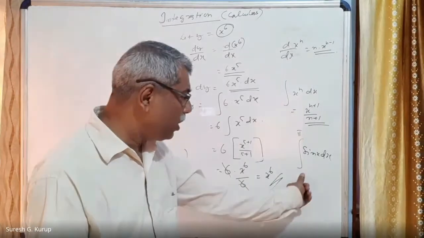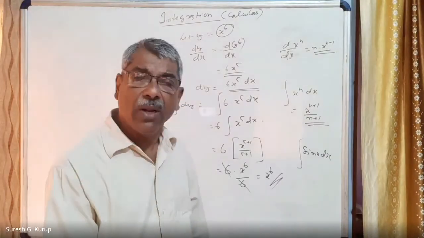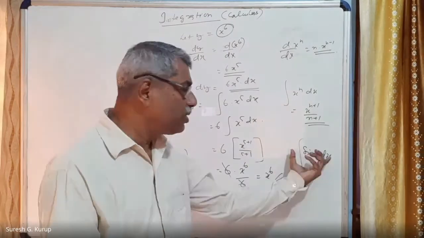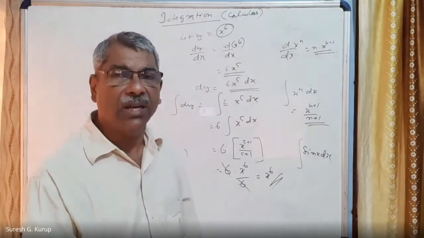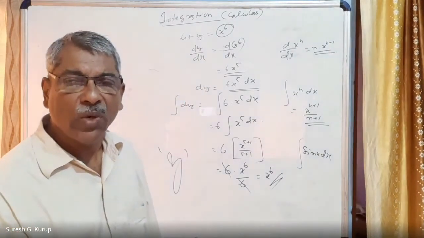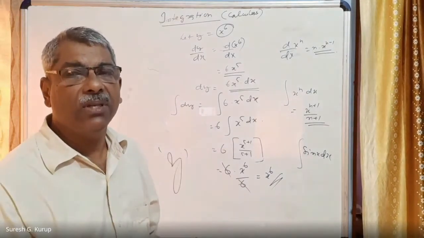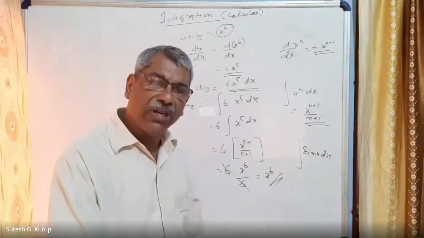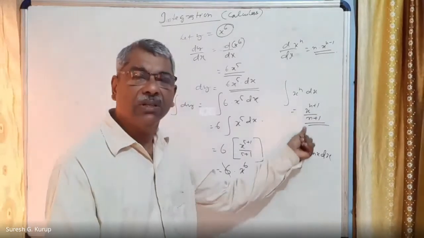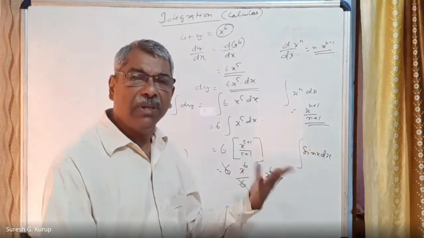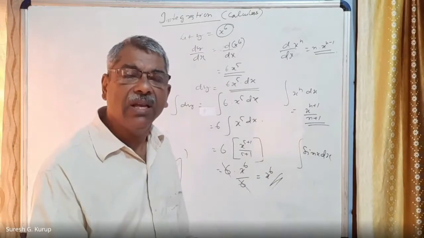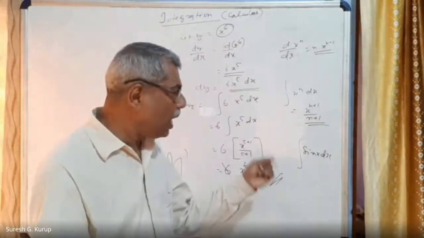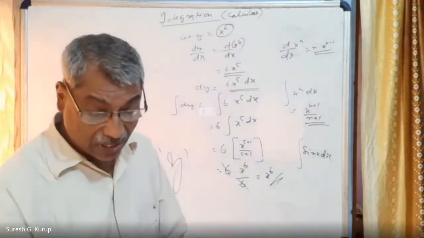If this 0 and pi are not there, that is, the lower limit and upper limit are not there, then this is called an indefinite integral. So integration can be done in two ways, definite and indefinite. In indefinite integration, there is no limit. But in definite integration, there will be a fixed limit, one lower and the other upper.